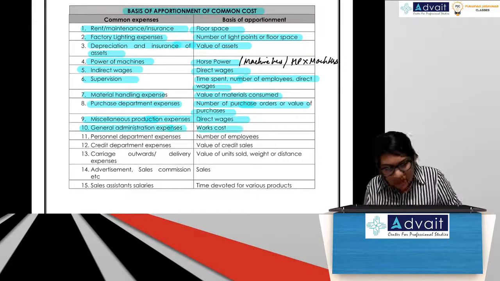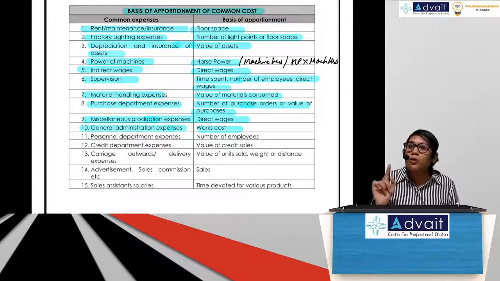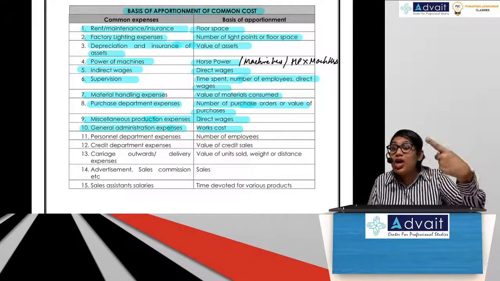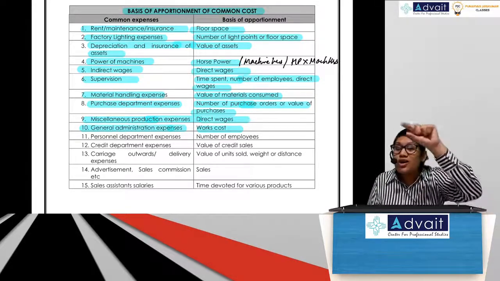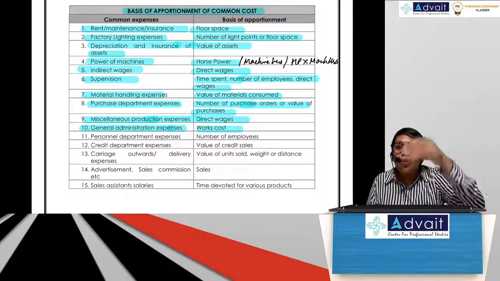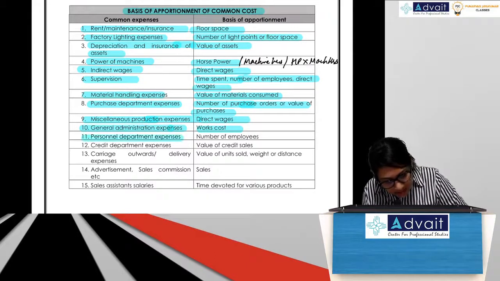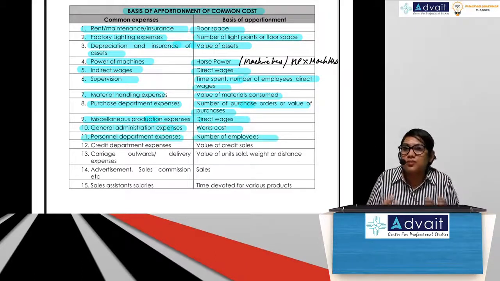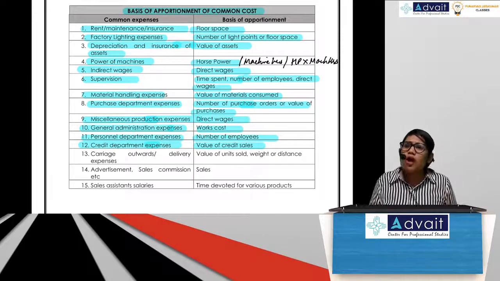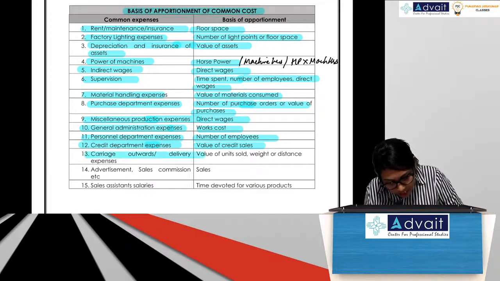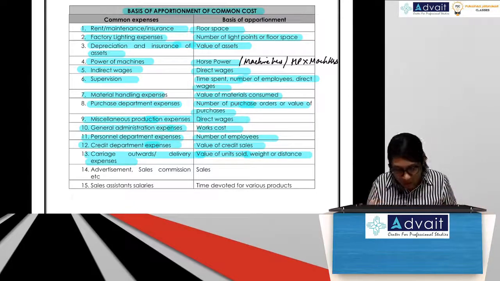General admin expenses, works cost, correct? Remember yesterday we had done this? Yesterday in that nano gizmo problem, how did we charge our administrative overheads? We charged it on the basis of works cost. We took administrative overheads divided by works cost into 100. Correct? That's what they've given here also. Next, personnel department expenses, number of employees. Obviously, because they are handling people. Next, credit department expenses, number of credit sales. Carriage outwards, delivery expenses, value of units sold, weight or distance, whatever they have given in the problem.